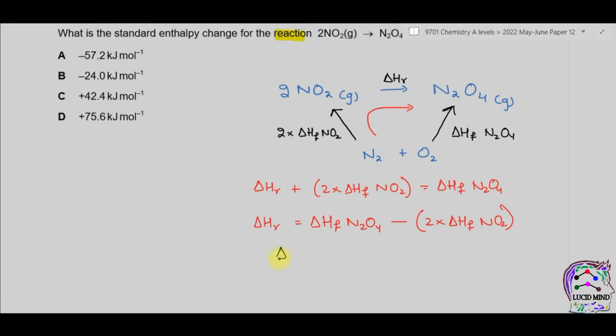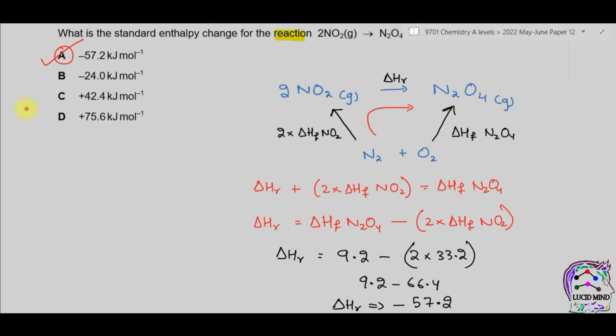So del HR will be 9.2 minus 2 into 33.2, or 9.2 minus 66.4, the value will be negative. So the correct answer is then A.